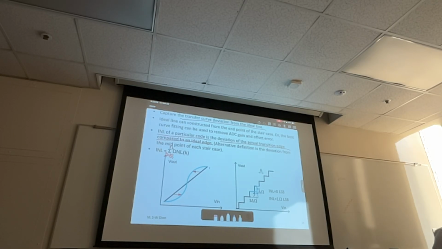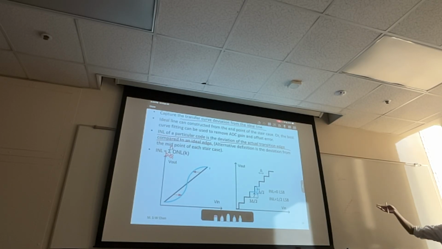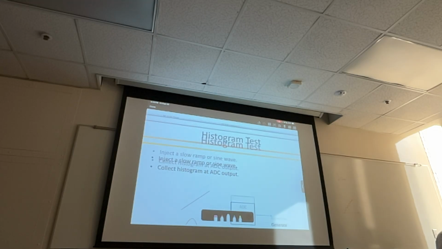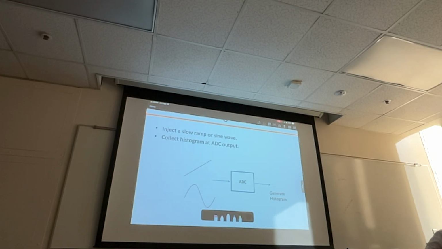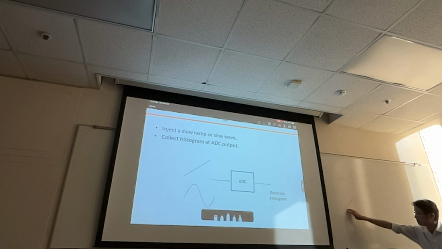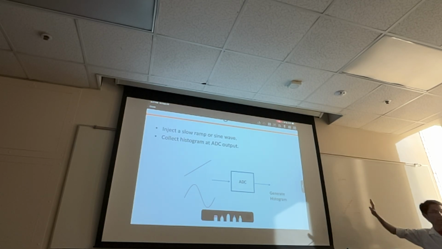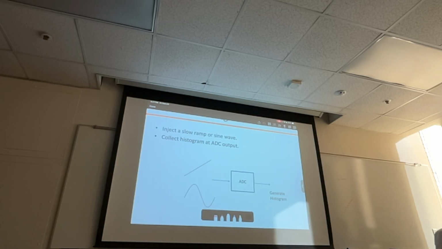Okay, so that's the definition of DNL and INL, but in reality, how do I measure it? So you have an ADC, right? And you say, okay, now I understand, not every step here will be equal. Some will be longer, some will be shorter. How do I characterize this?